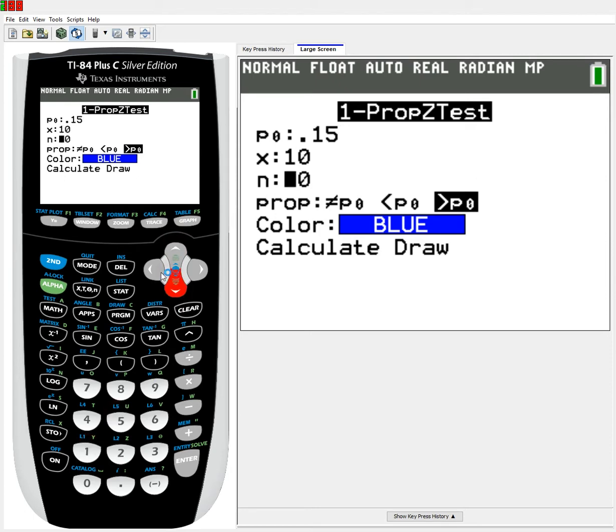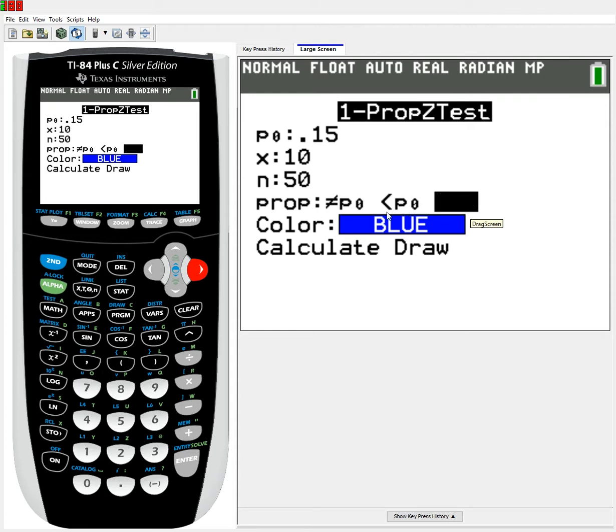So it should have a lot of the similar inputs, x and n anyway. The last input we care about is prop, and we see an option for not equal to p sub 0, less than p sub 0, or greater than p sub 0. This should be indicating what symbol you are using in your alternative hypothesis.